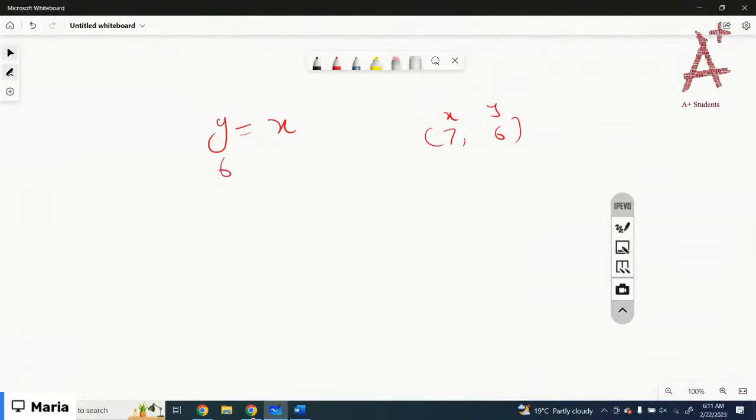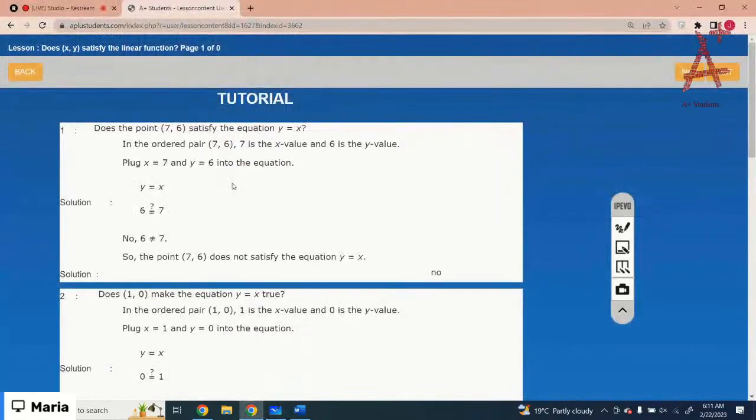Here you have 6 and here you have 7. Are they equal? No, they are not equal. That means (7, 6) doesn't satisfy the equation. Got it? So the answer is no. Let's just start with the practice questions.